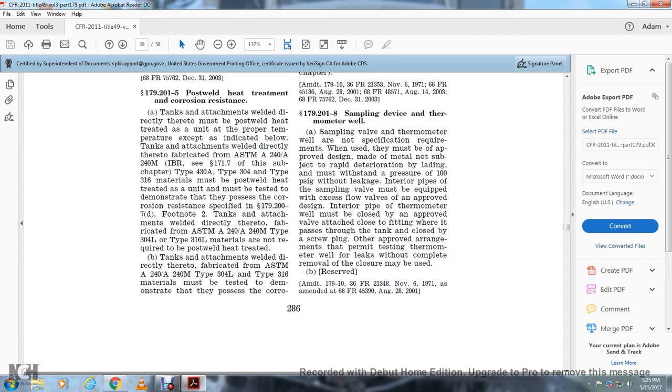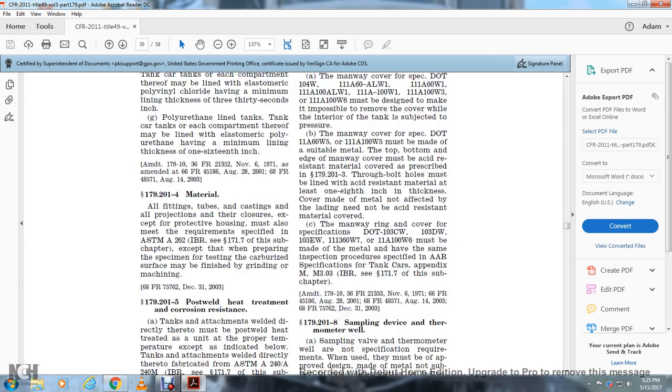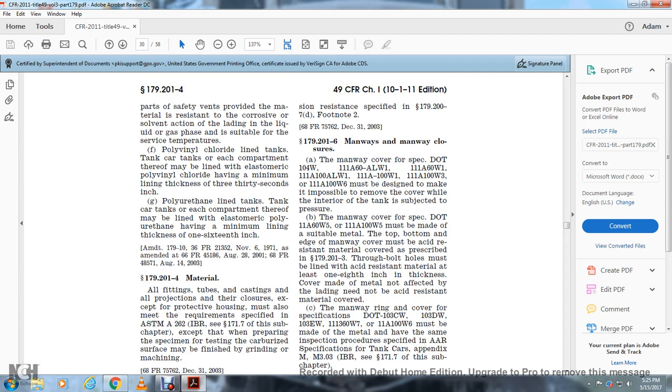Tanks and attachments welded directly thereto and fabricated from ASTM A240/A240M Type 304L and Type 316L materials must be tested to demonstrate that they possess the corrosion resistance specified in 179.200-7(d), footnote 2.